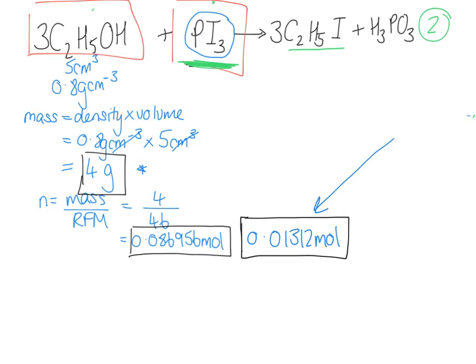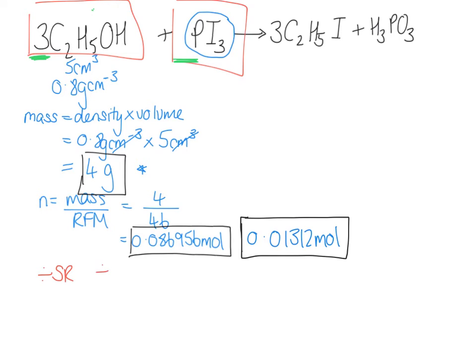So what I can see here is that I have 0.01312 moles available to react. However, in order to determine the limiting reactant, I need to divide through by my stoichiometric ratio, or my balancing number. You can see that in this equation, my stoichiometric ratio of ethanol is 3, and for phosphorus iodide it's just 1. So at this stage I'm dividing through by my stoichiometric ratio.